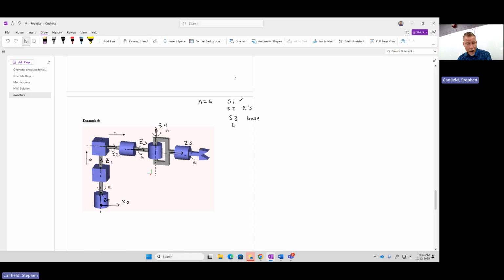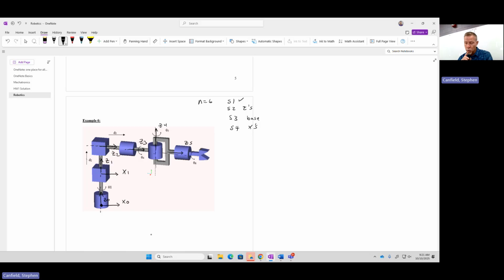Okay, so xi lies as the common normal between zi minus 1 and zi. So that means x1 is the common normal between z0 and z1. z0 and z1 are collinear, so you can put it anywhere. So I'm going to put it just like this. I might come back and change that at some point. I'm going to put it there for now.